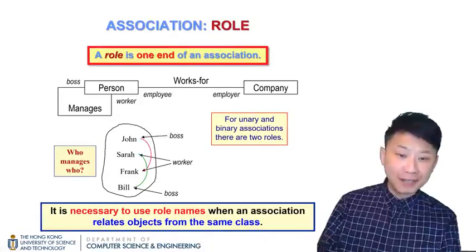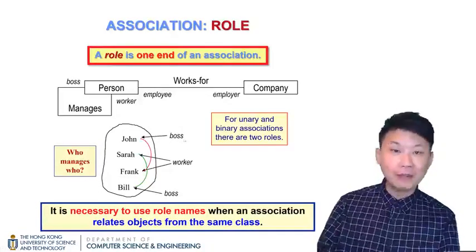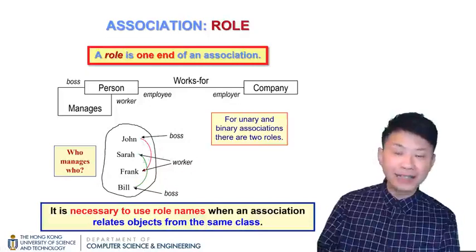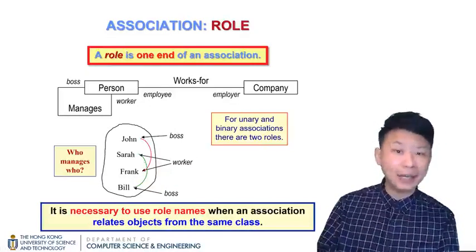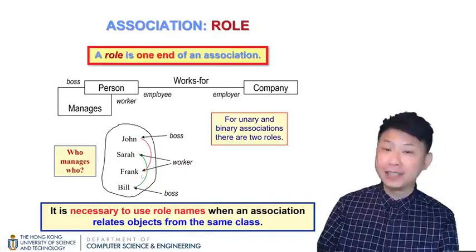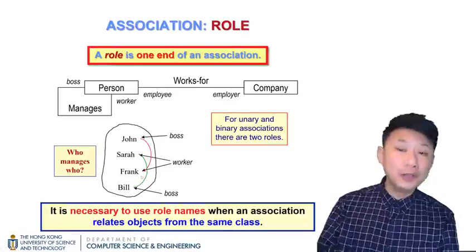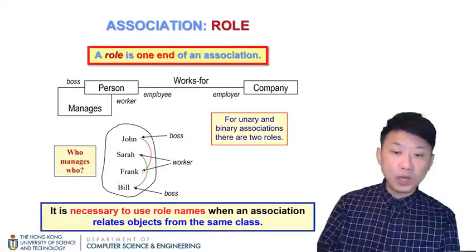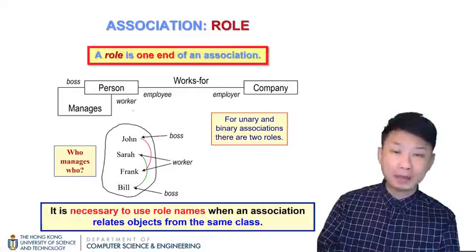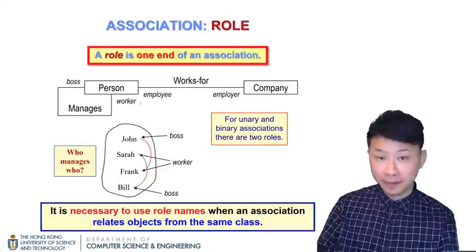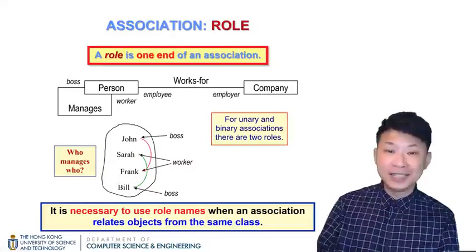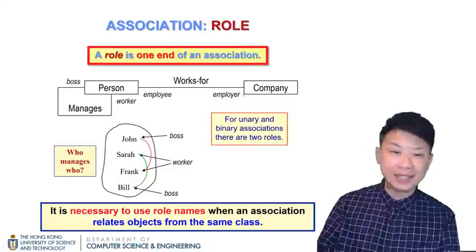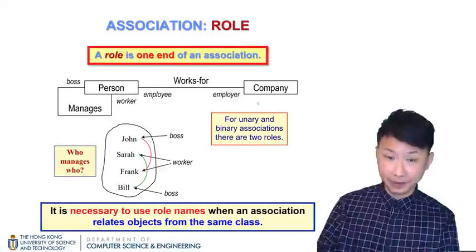Without these labels, without the role names, we only have the link. Then we cannot determine who is actually the boss and who is actually the worker. So that's why for unary association, it's always required to provide the role names in the class diagram. But for binary associations or ternary associations, we may skip them.